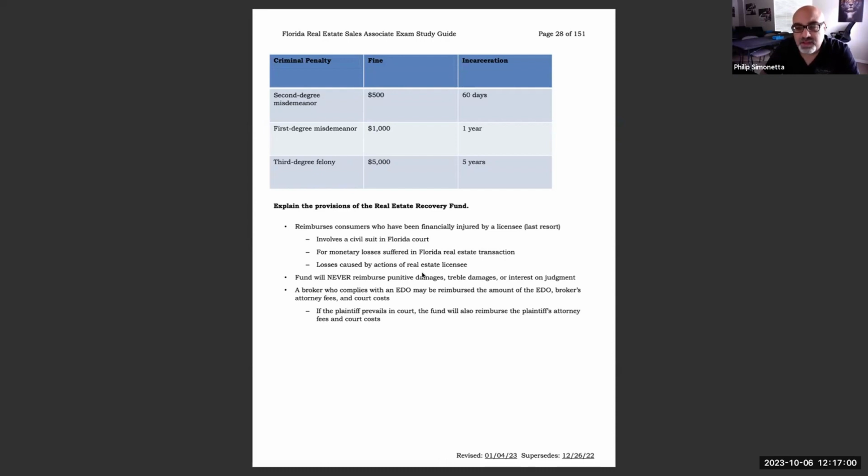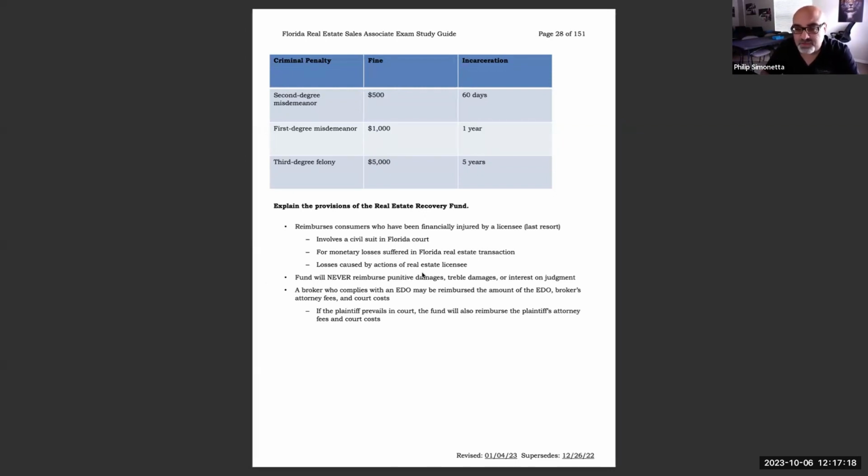Explain the provisions of a real estate recovery fund. We need to understand that. The recovery fund reimburses consumers who have been financially injured by a licensee. It's the last resort, though. You've got to sue them. You've got to try to get the judgment served, and if they have no assets, then you use this.